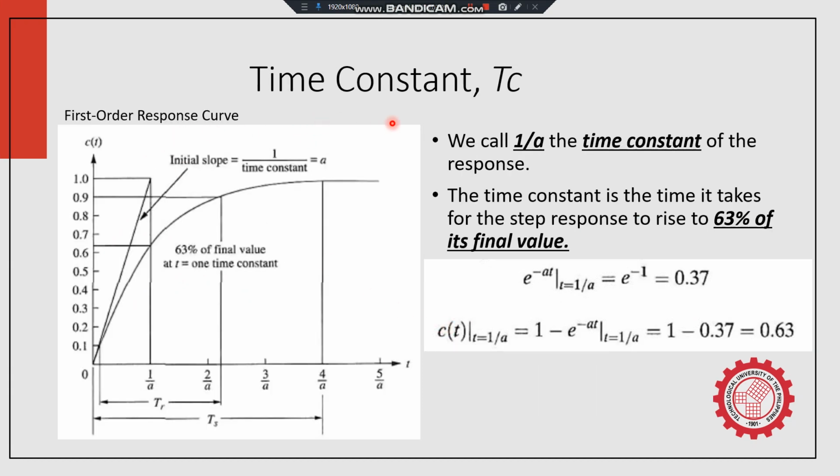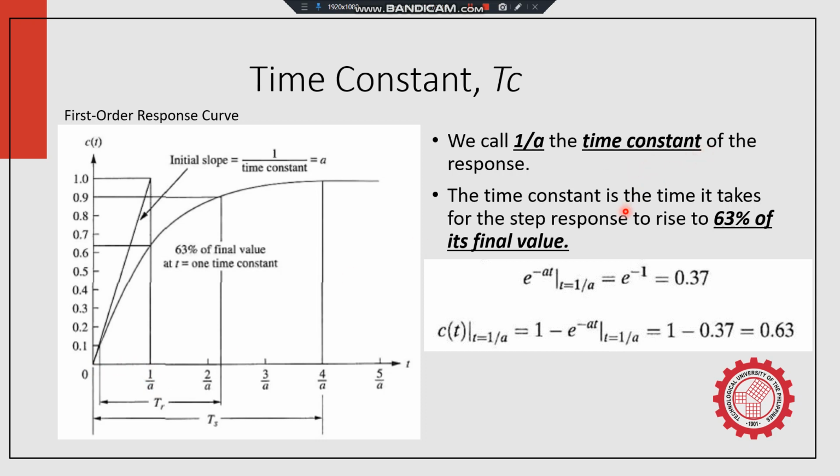Now, what is the time constant of a first order system? So this curve is an example of a first order response curve. And from here, the time constant is the 1 over a of the response. So this one, from 0 to this time is equal to 1 over a. That is what we call the time constant, Tc.